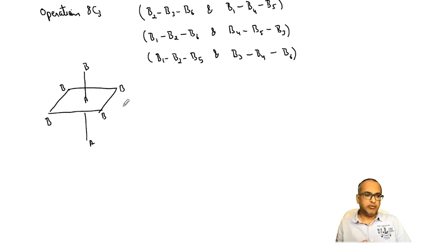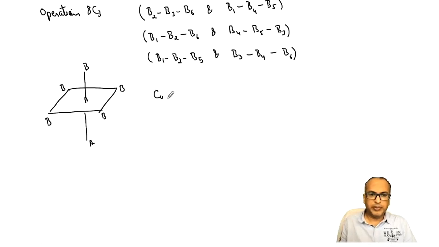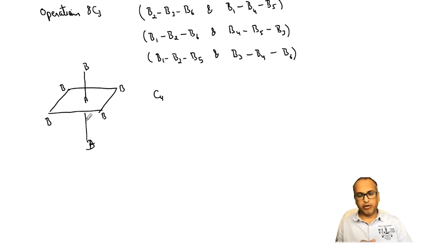Now there would be a C4 axis. So the C4 axis will be oriented along opposite BAB. So that is the BAB which is making a 180 degree angle. How many such BABs are there? There are 3 such BABs, right?